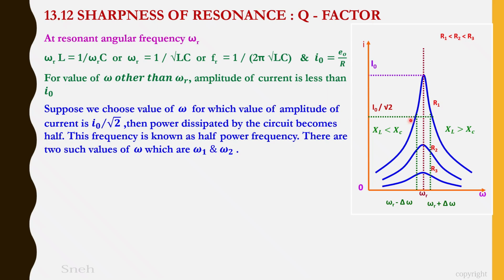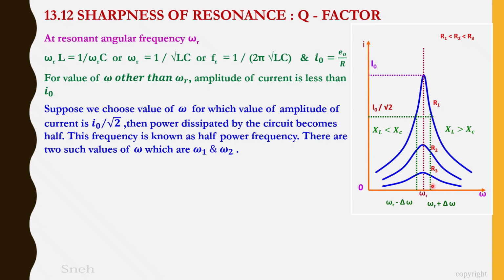Now why have I chosen this particular value of current? Because at this value of current, the power dissipated in the circuit becomes half of the maximum value. As it becomes half of the maximum value, this frequency is known as the half power frequency. Now, which is this half power frequency?